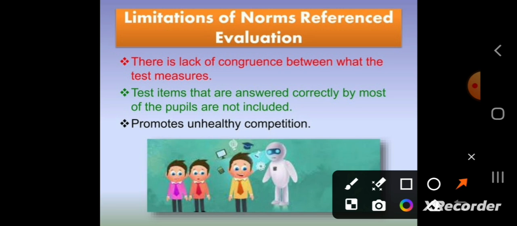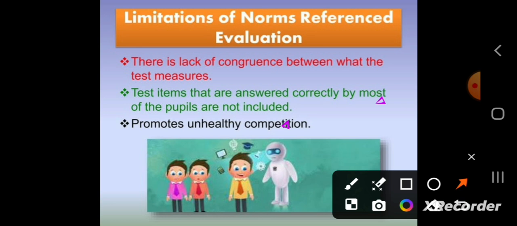Cultural and socio-economic bias. Norm reference tests often reflect the experiences and backgrounds of the majority or dominant culture, which can disadvantage students from minority groups or lower socioeconomic backgrounds, leading to inequitable outcomes. Limited diagnostic use. These tests provide little insight into specific strengths and weaknesses of a student.